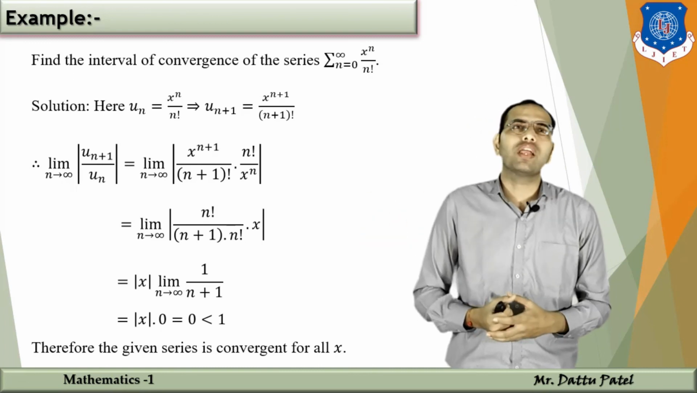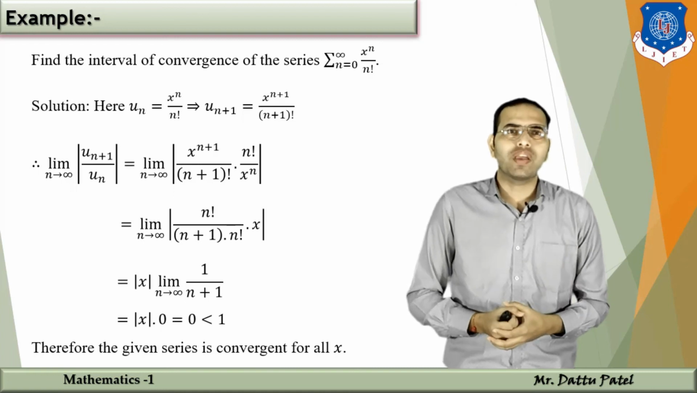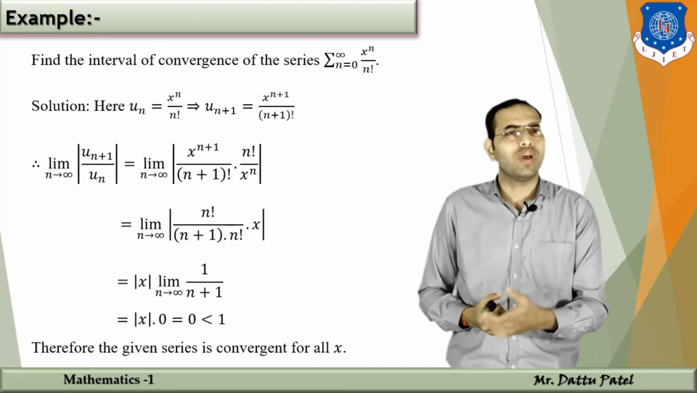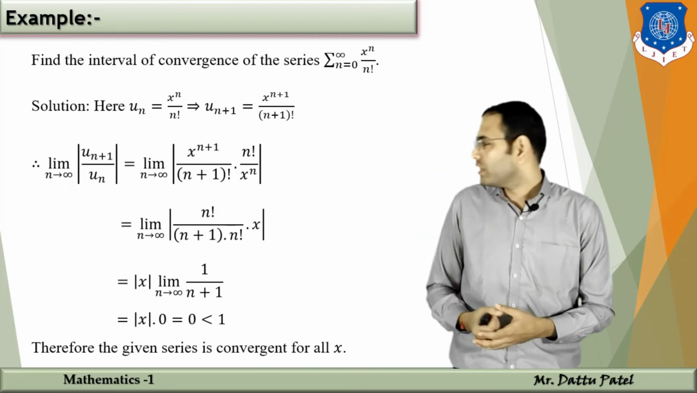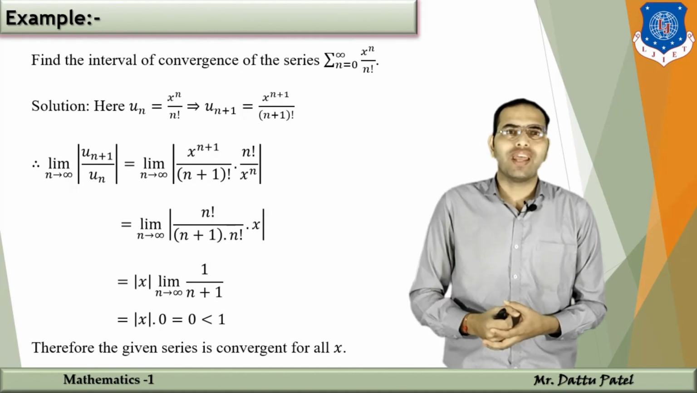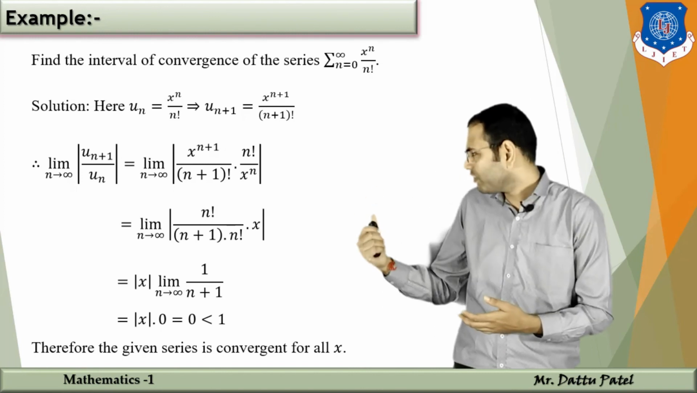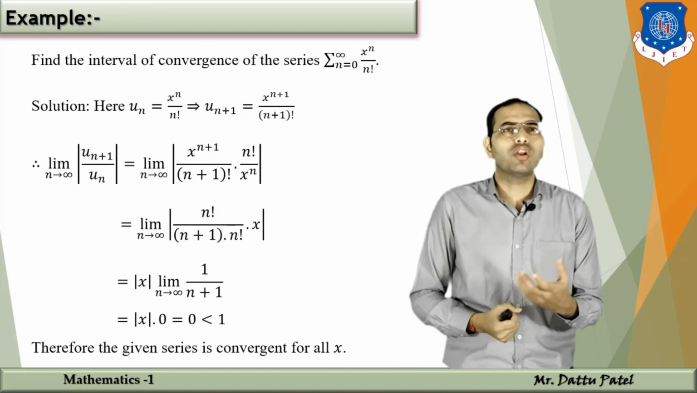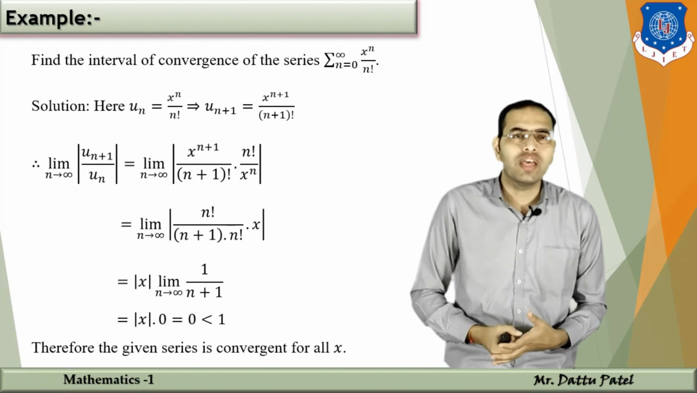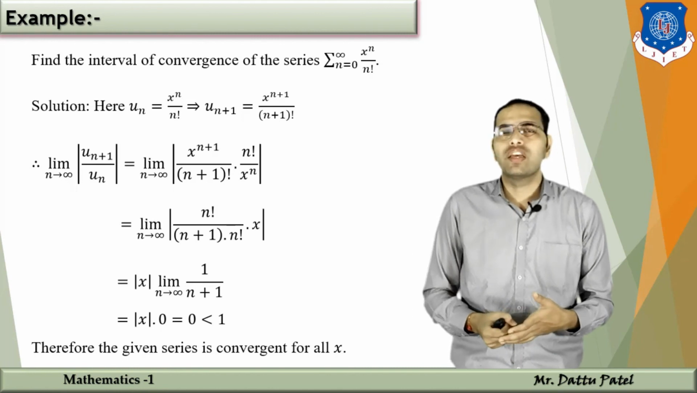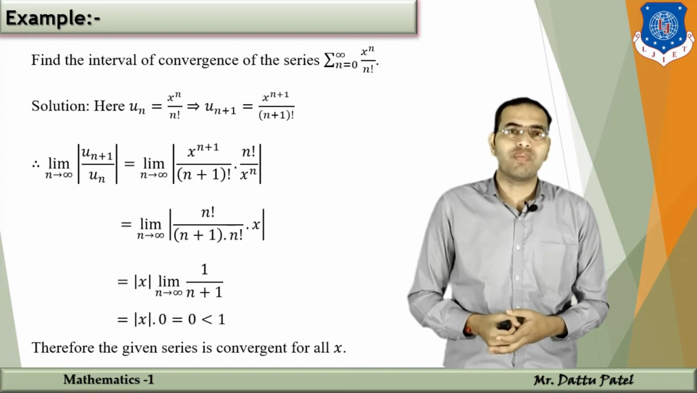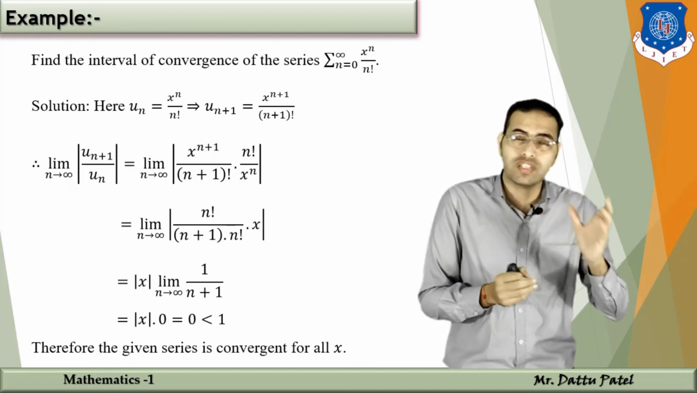Substituting the values of u_n and u_(n+1) and simplifying, it becomes n factorial upon (n+1) into n factorial into x, and n factorial cancels out. Then it becomes mod x times limit n tends to infinity of 1 upon n+1. Here as n goes to infinity, 1 upon infinity is 0, and 0 into anything is 0, so our answer is 0, which is less than 1. That means we can say that for each and every value of x the given series is convergent, that is, for all values of x the given series is convergent.